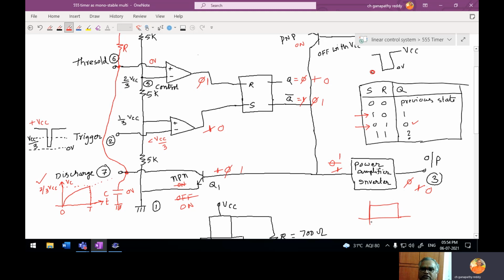Okay. So this is the type. This is the monostable. Monostable means what? For this much time it will go to another state, and automatically come back to the stable state. This is a stable state. Later it will be in a stable state. That's why it is called a monostable.